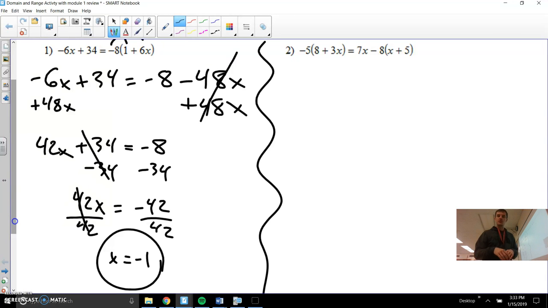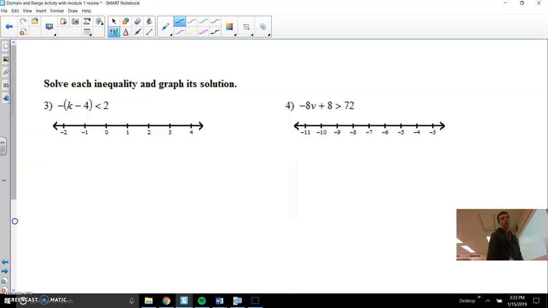That one's a little longer because you have some distribution not only on the left, but also on the right, and you may have to combine more like terms for a problem that's longer like that. So let's do an inequality. I'll do the one on the left, you do the one on the right. So I see distribution again. That's negative k plus 4 less than 2.